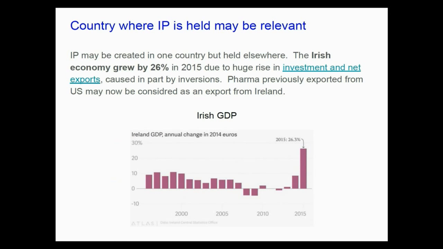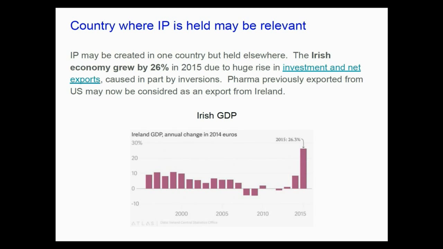And finally, we have yet another challenge. The IP, the country where the IP is held, may be relevant. So we know the best performing economy in the world back in 2015 was Ireland, 26% increase in GDP, primarily showing up in the investment and export numbers, but of course nobody really believes that number, because it's a case where they're imputing the products to the country where the company resides, rather than where the economic value is really created, which could be quite different.